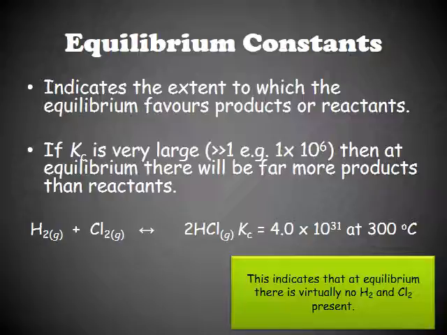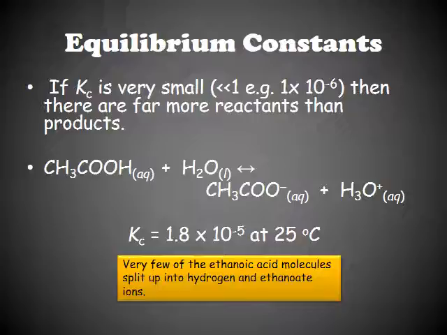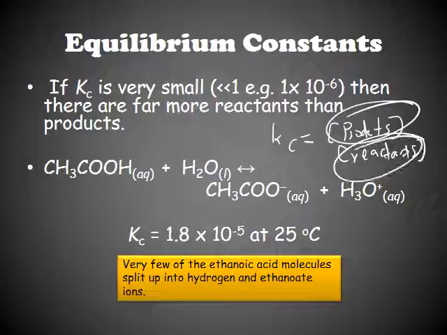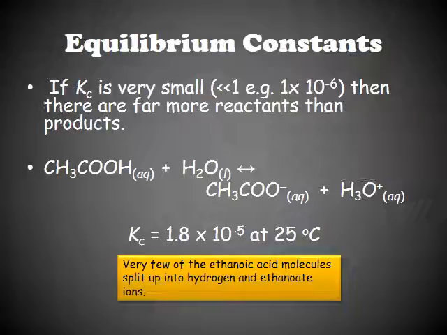But if the Kc is very small, much less than 1, for example 1 times 10 to the negative 6, then there are far more reactants than products. Because again, remember that Kc equals the concentration of products over reactants. So if this number is really small and this number is really large, then the Kc is going to be really small as well.